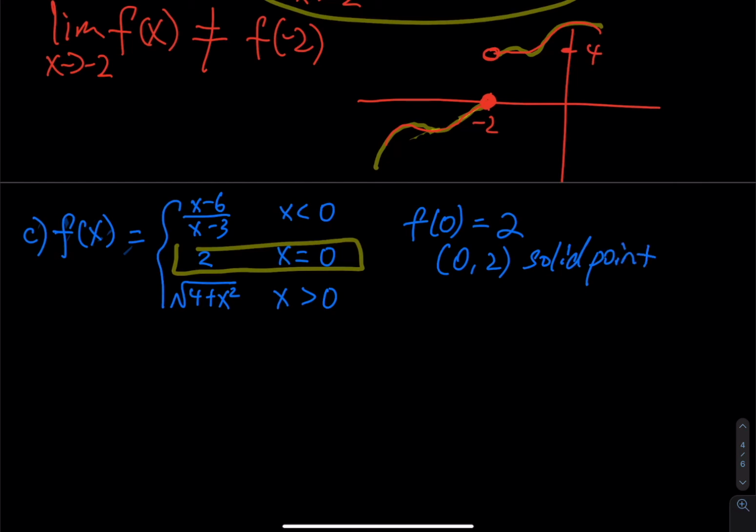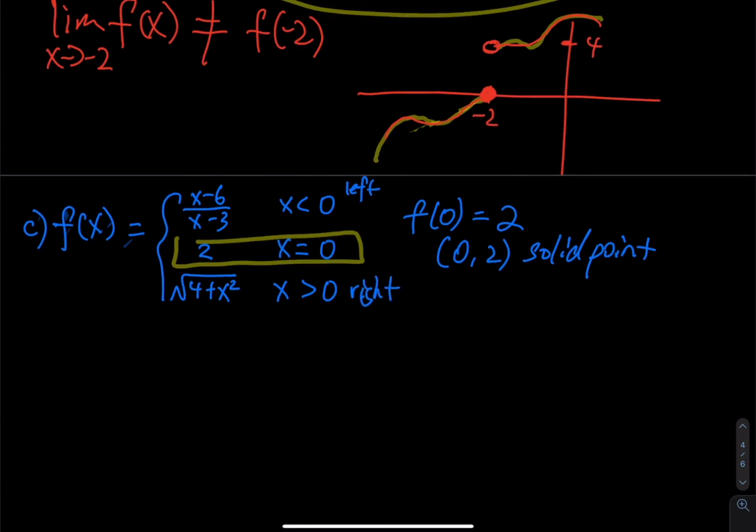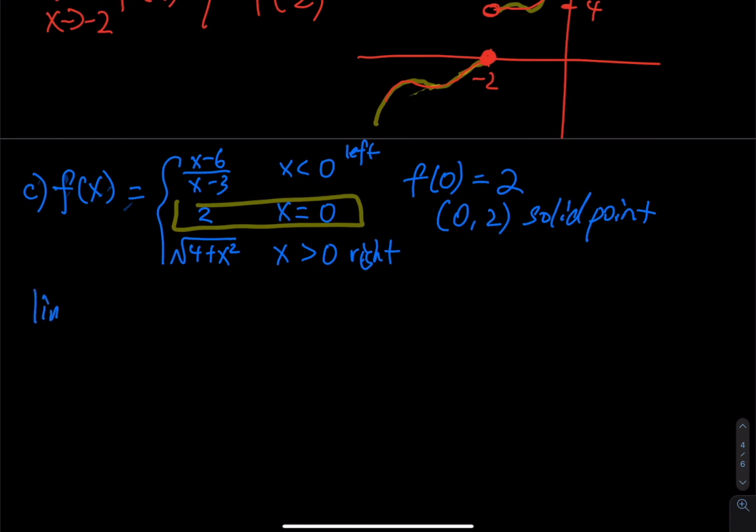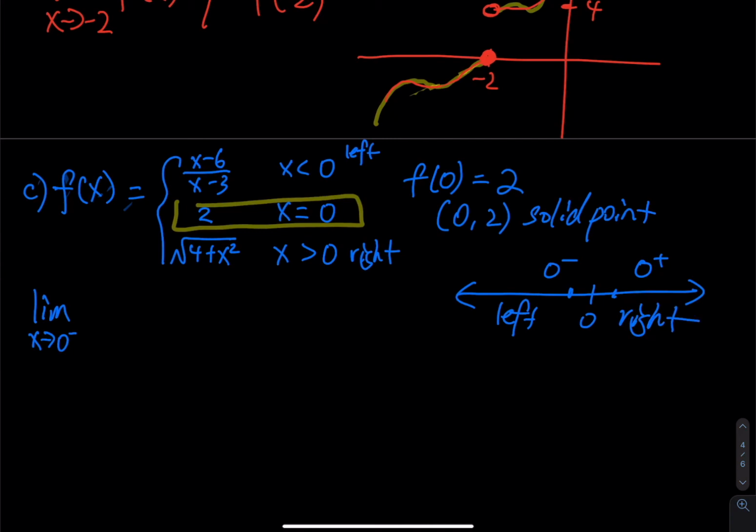And then this one is the left side of 0. This is the right side of 0. So I want to see if the left limit equals the right limit. And then you check the limit as x approaches 0 from the left. Which piece should I pick? Good question. Number line, 0. So this is 0 from the left. This point is 0 from the right. This is your left hand. And this is your right hand. As x approaches 0 from the left, that means x less than 0.